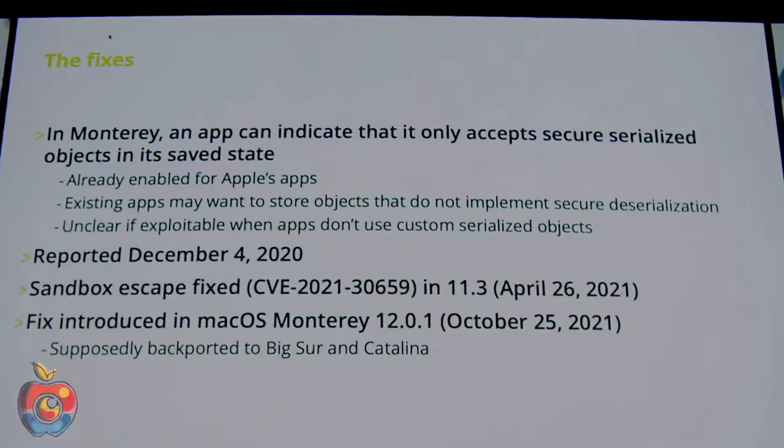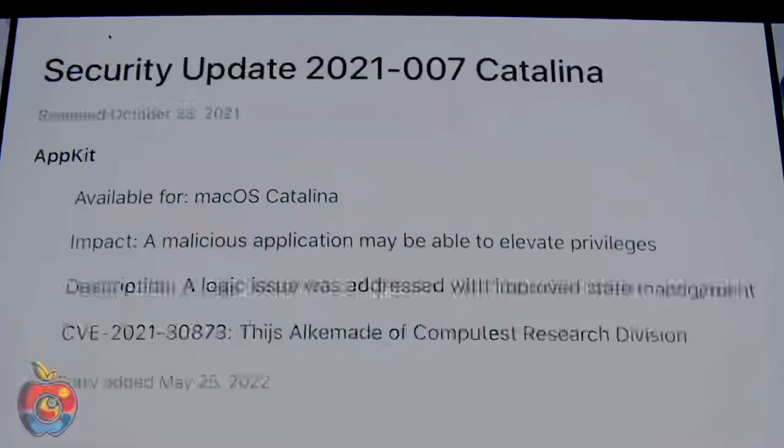I reported this to Apple on December 4th in 2020. They fixed the sandbox escape pretty early in 11.3 in April last year. And then the complete fix was included in macOS Monterey, October 25th last year. And supposedly it's backported to Big Sur and Catalina. Now I didn't know about that. So it was not in the patch notes for Big Sur or Catalina at the time it was released. As you can see here, it was released on October the 25th. And then they added it to the security advisories page on May the 25th in 2022.